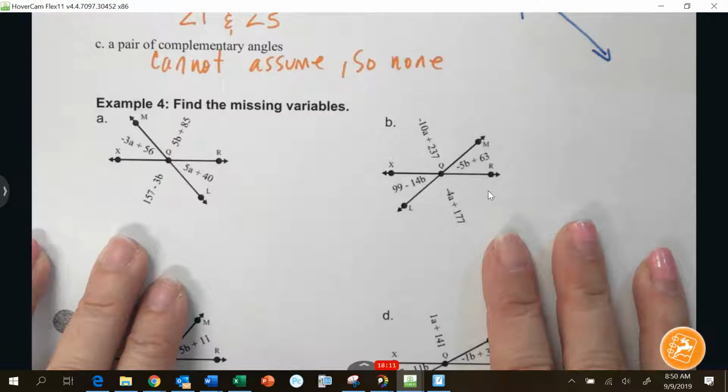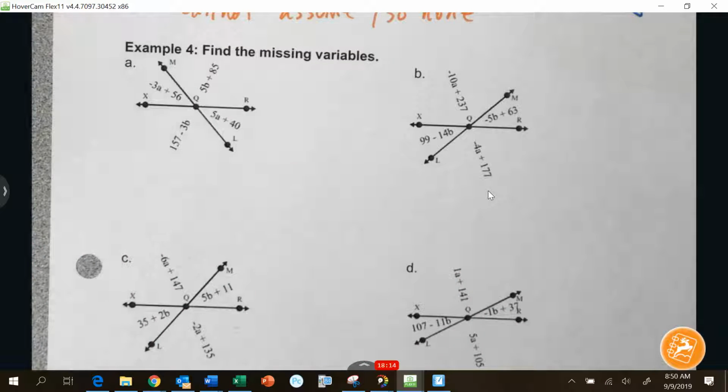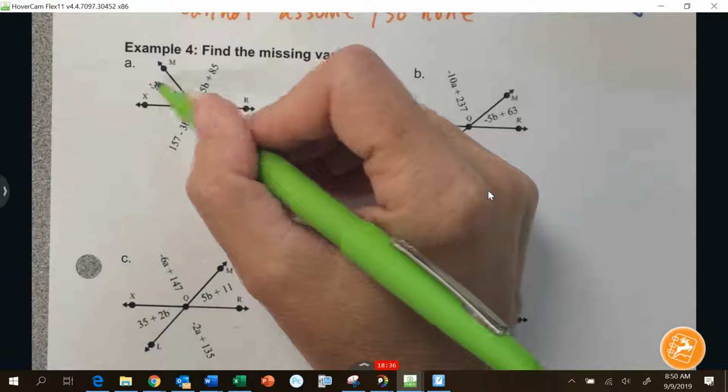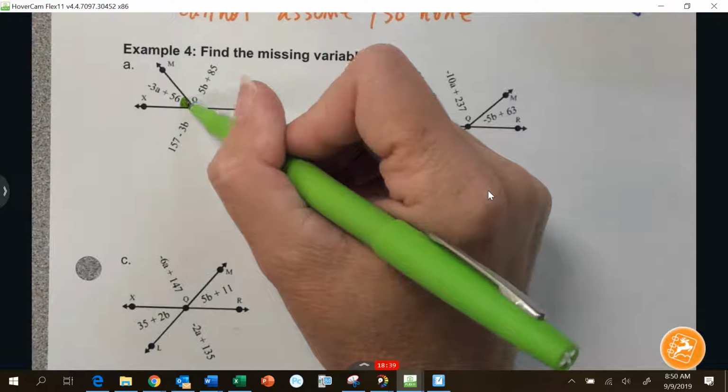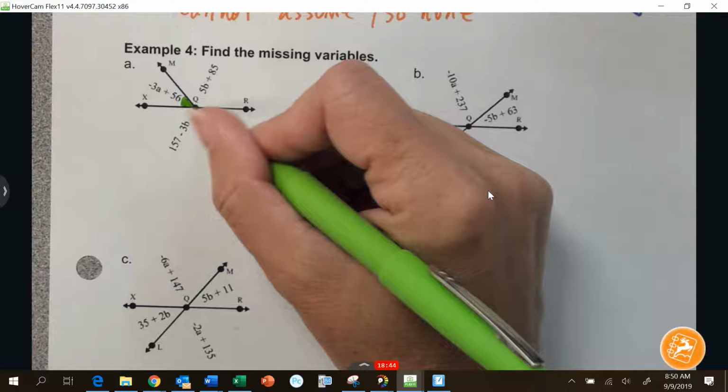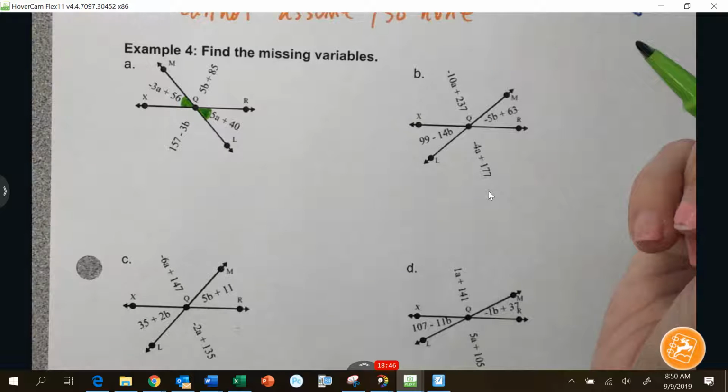Find the missing variables. We're not going to do all the work for these. We're just going to go over how you would do it. Like question A, looks like A is missing and B is missing. You cannot solve for A and B at the same time. You have to do one at a time. So let's just look at A. How could we solve for A? Where's A located? Negative 3A plus 56, there's one. And 5A plus 40. Those are all the expressions that have A in it.